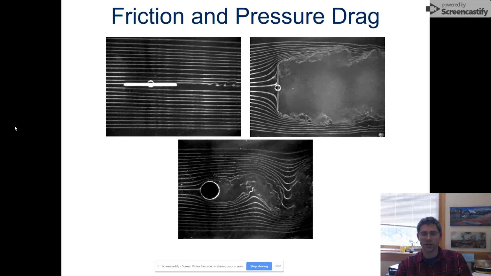And then if it's oriented normal to the flow, you can see how things look quite a bit different then. And you can see this big area in back of the plate where there's no streamlines, and that's going to have very low pressure back there.